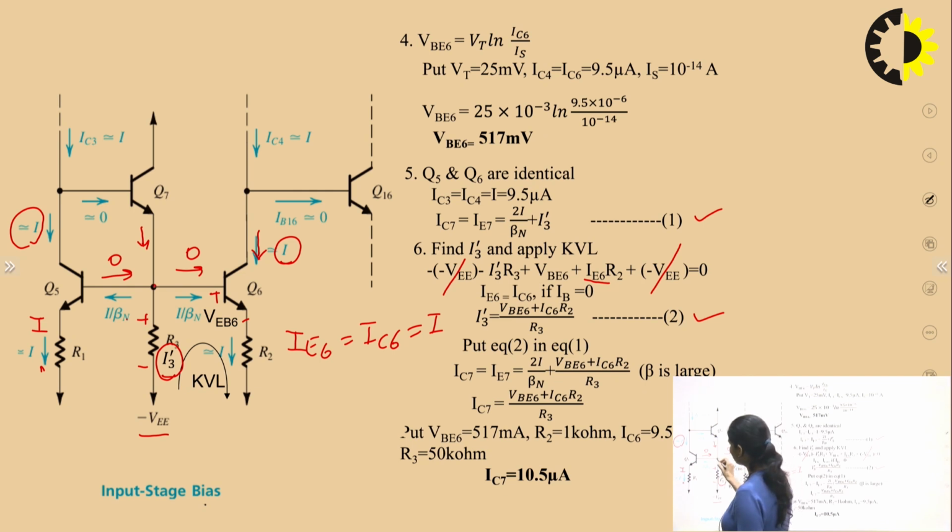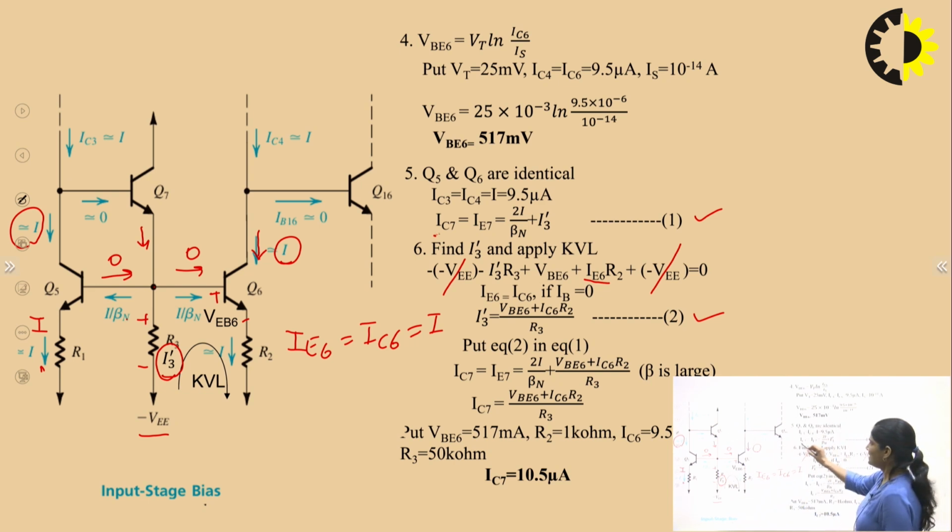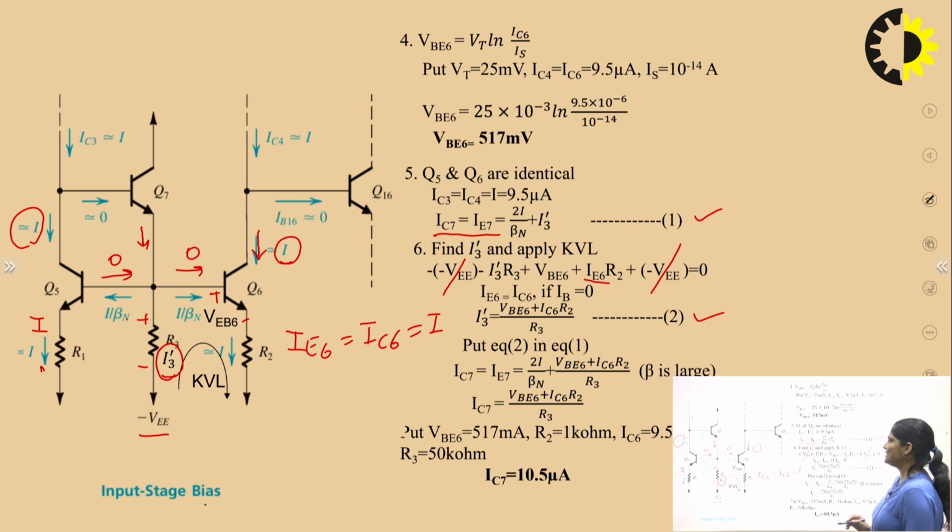If we are applying KCL at this point, IE7 is equal to I upon beta plus I upon beta plus I3 dash. So this one we have to calculate. This is the equation: IC7 is equal to IE7 is equal to 2I upon beta plus I3 dash. That's why we have to calculate I3 dash. This is an unknown value.